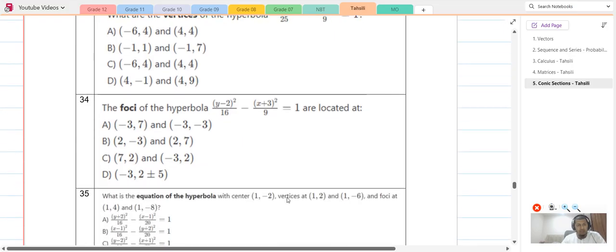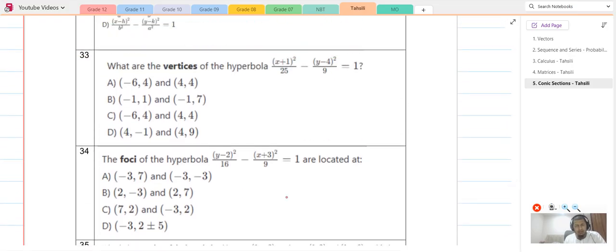Number 33. What are the vertices of the hyperbola? First we get the center, right? And the transverse axis is horizontal, since the x part is positive. So let me just draw the hyperbola here. These are the vertices. We want to find the vertices, there are 2 vertices. What is the center? The center is -1 and 4, right? So the center is sorted out.